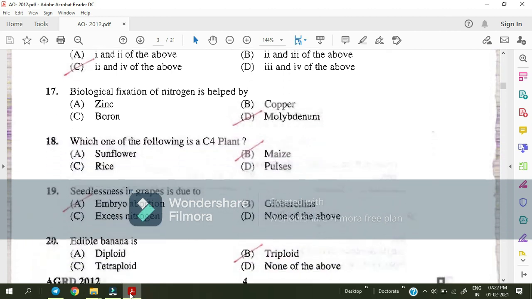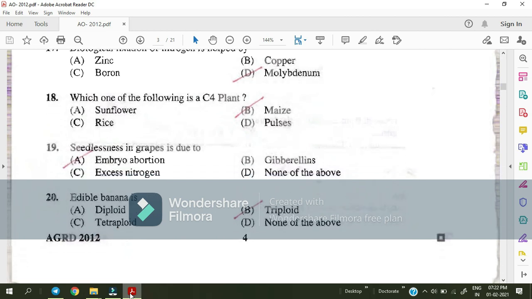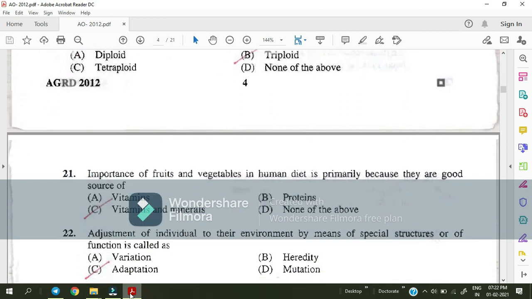19th question, seedlessness in grapes is due to embryo abortion. Typical example is Thompson seedless grapes. 20th question, edible banana is triploid. Triploid is nothing but tetraploid crossed with diploid gives triploid. Other examples of triploid is watermelon. 21st question, importance of fruits and vegetables in human diet is primarily because they are good source of vitamins and minerals.